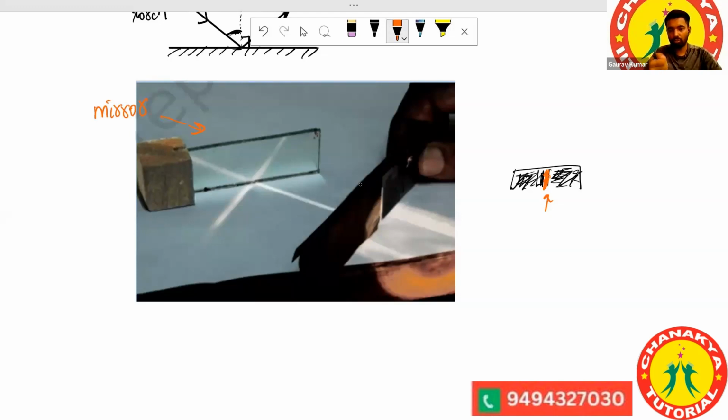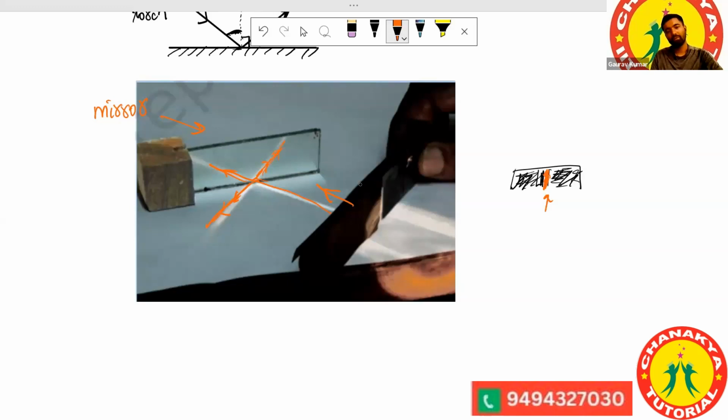I direct a torch towards this comb. So what will happen? The light will cross through this cavity, and it is going to be reflected from this mirror. So you can see from this example that the light is coming from this side, it is getting reflected from this mirror and bounced back in some direction. And you are able to see that reflection also, that this light is going this side, and this reflected light is going this side and back in the mirror also.